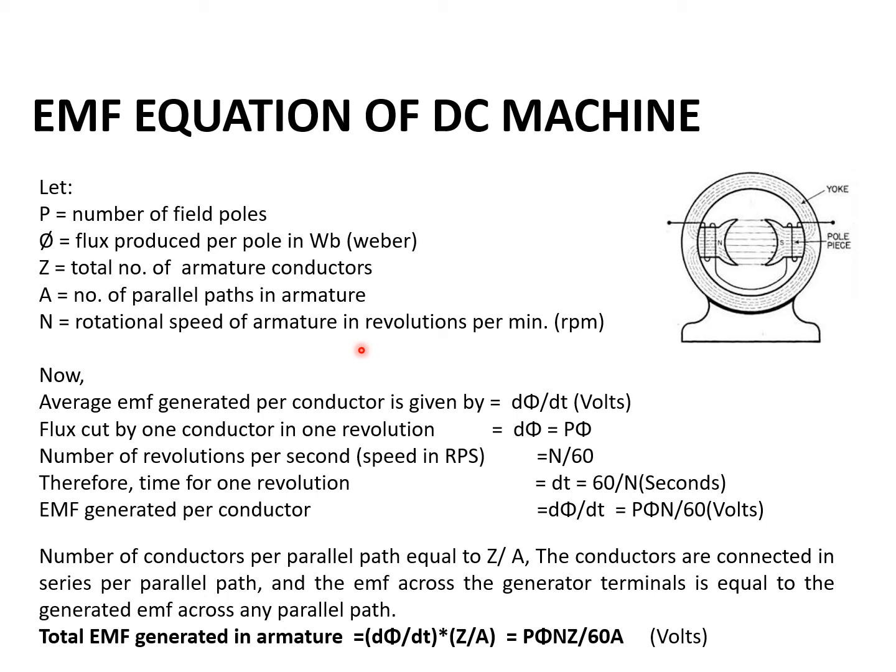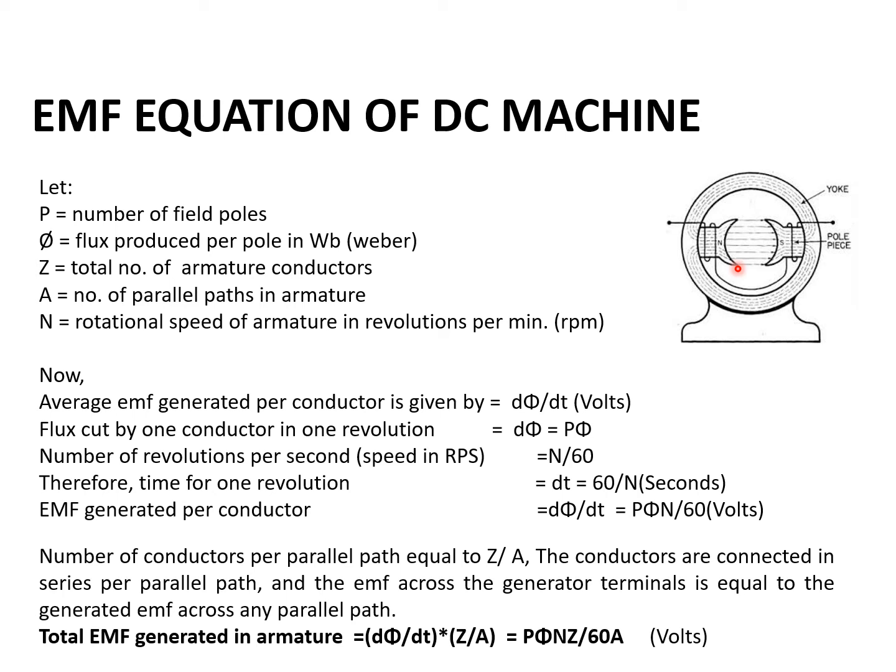So for this, we say in one revolution, if one conductor rotates one rotation, then each conductor comes under the field poles. If the conductor comes under one pole, the flux is phi. Then the same conductor comes under another field pole, and the total flux is 2 phi.